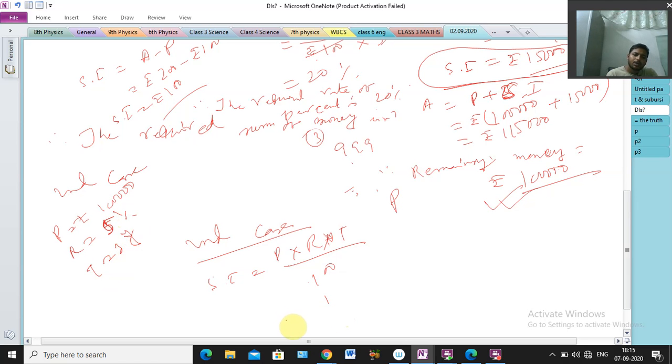Now put it: 1 lakh into rate of interest 5%, time 3 years, divided by 100. Cancel the zeros. Similarly we get 5 3s are 15, 15 into 1000, 15,000. That is the simple interest for the second case.